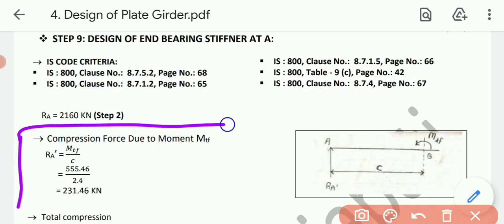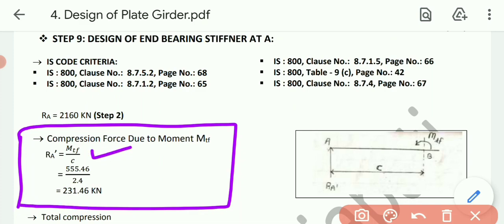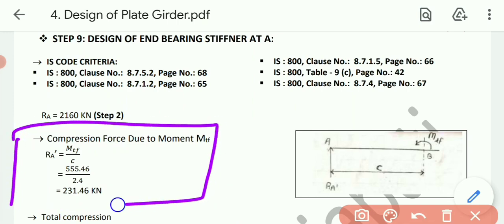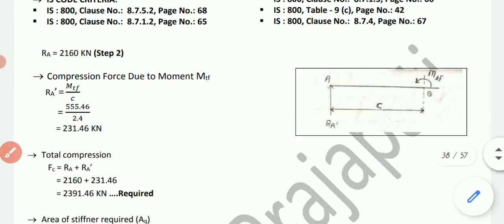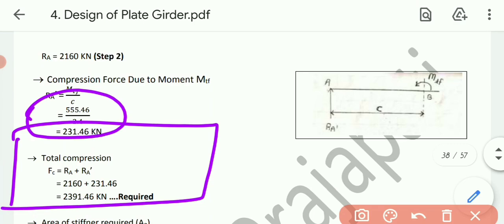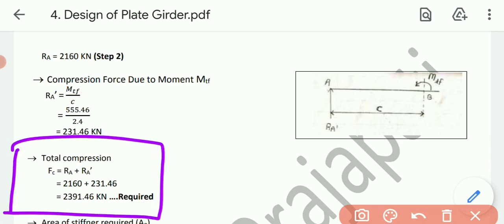See, compression force due to moment Mtf, Ra dash equals Mtf divided by C. We have already calculated Mtf 555.46 and C that is 2.4 meter. So the answer will be 231.46 kilonewton. Now this reaction is because of Mtf, and we have already calculated reactions in step number 2, that is 2160 kilonewton. Now let's add these two reactions. So total compression force equals Ra plus Ra dash, Ra 2160, Ra dash 231.46, so ultimately total compression reaction will be 2391.46 kilonewton.